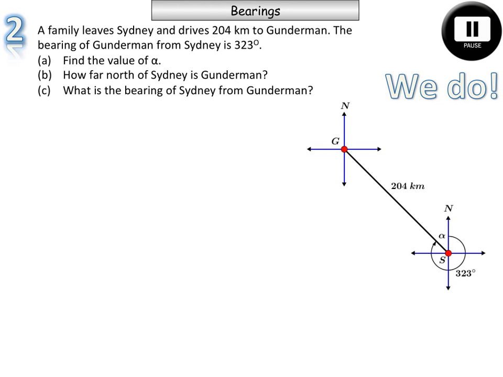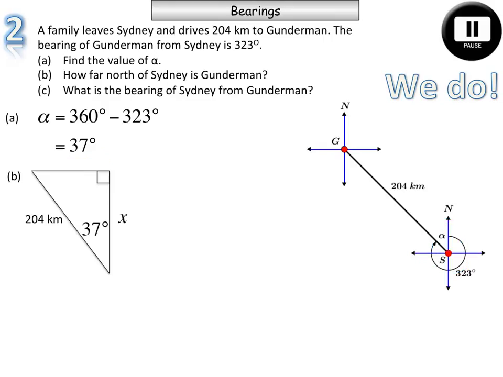Okay, pause the video and have a go at these three parts. The diagram has been indicated just to help you out. Okay, to work out the value of that angle alpha, we know a complete revolution is 360 degrees, and we're just before 360 degrees. So if we do 360 take away 323, we get our alpha, which is 37 degrees.